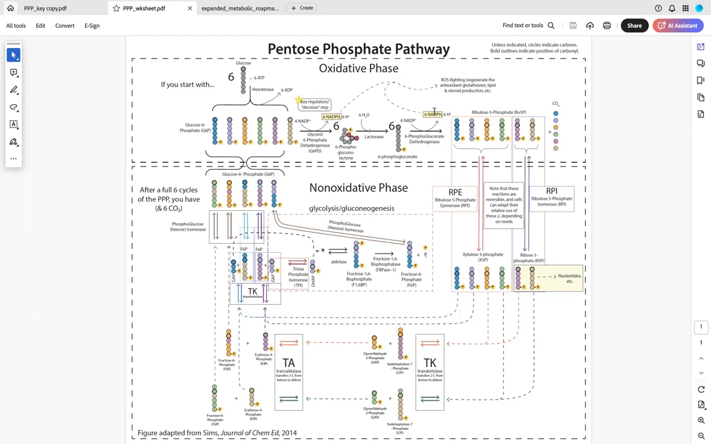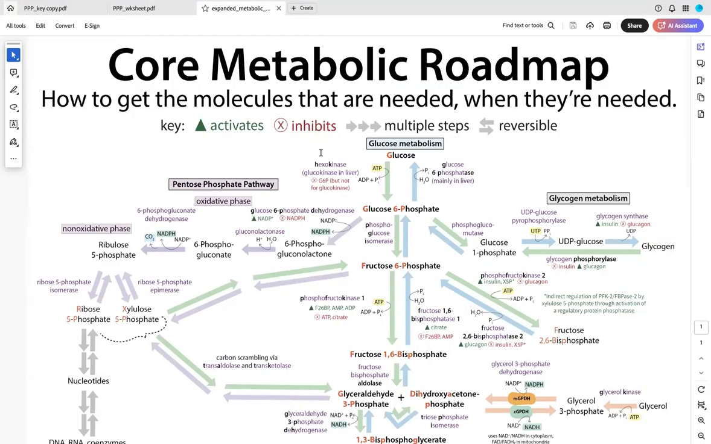So keep your eye on what's coming and going apart from the main carbon skeletons that are going to get the most attention. Look at those things that are coming and going above the arrows. Look at the directionality of the arrows, and then look at the regulatory features that are often going to be shown in different ways.